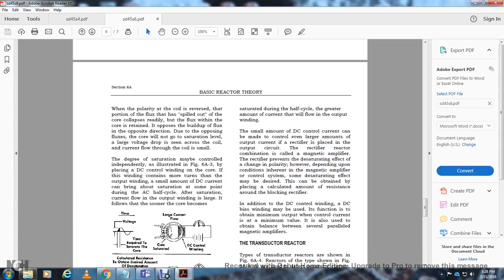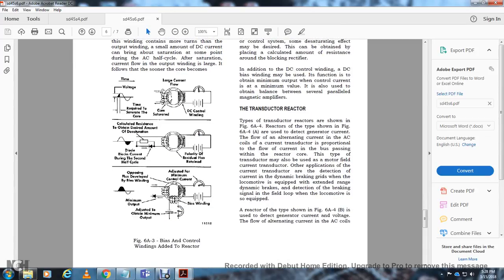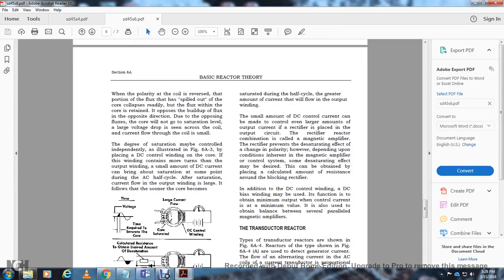The flux in the opposite direction, due to the opposing flux in the core, will not reach the saturation level. There is a large voltage drop across the coil, with little current through the coil, and the small degree of saturation may be controlled independently, as illustrated in figure 6B3. Play with the DC control winding on the core, with the same winding as the output winding. A small amount of DC current through the control winding can bring about saturation at the same point. At some point in the AC half cycle the core saturates, and the current flow in the output winding is large. The sooner the core becomes saturated during the half cycle, the greater the amount of current that will flow in the output winding.